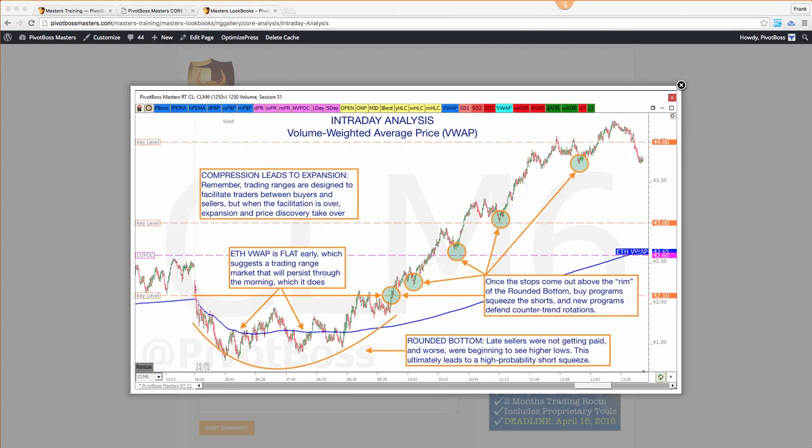So here's another one with volume weighted average price. And this one is your basic compression leads to expansion. And again, this one has a rounded bottom in it, which we know to be very, very powerful. And so here's a rounded bottom that formed in crude oil. This one deals with VWAP, but also how it fits in with other patterns that form.